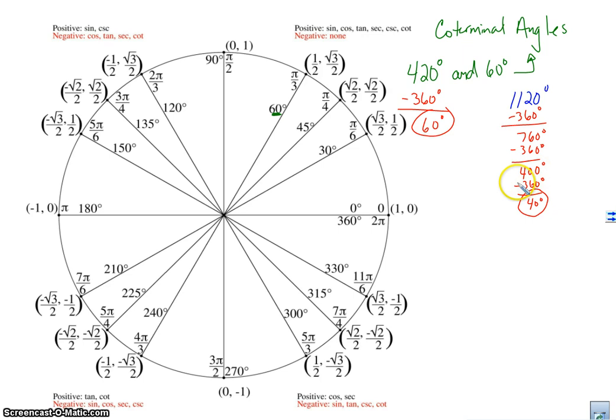So what we really want to do is just get it there. The other thing you can do is divide this by 360 and figure out what the remainder is, and that'll give you the angle too. So that's what I recommend if it's bigger than 360.